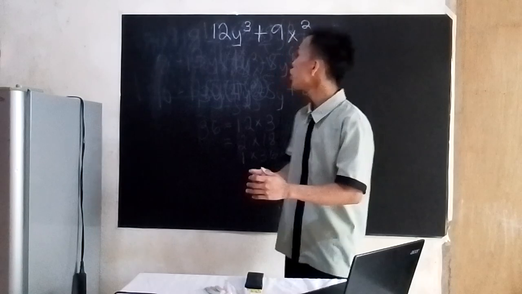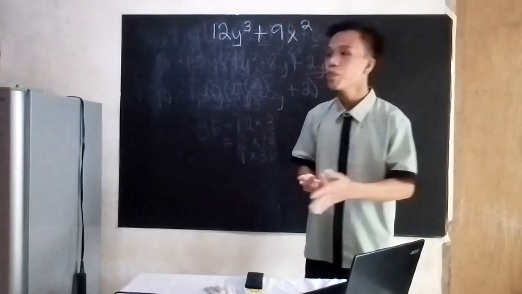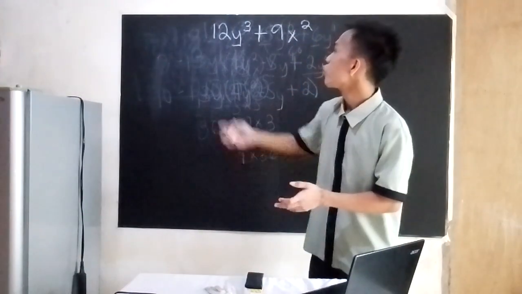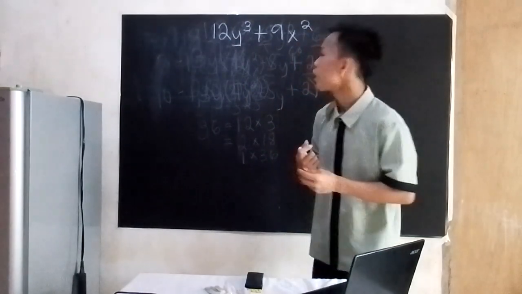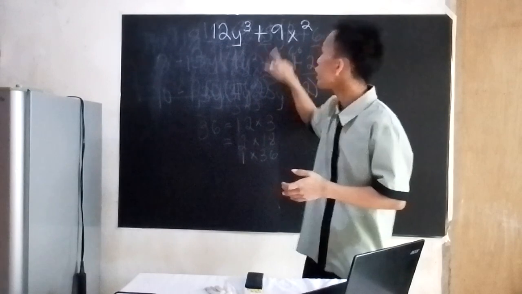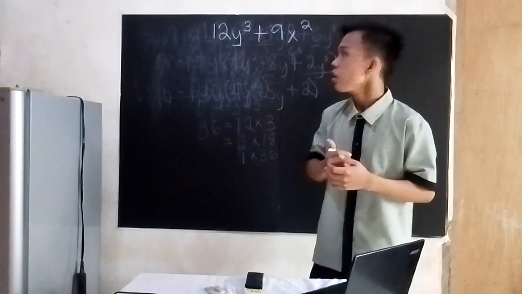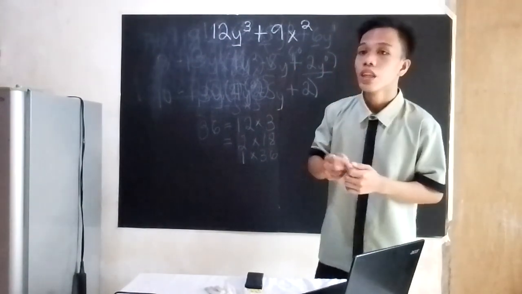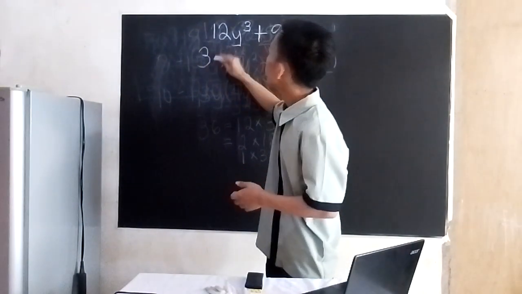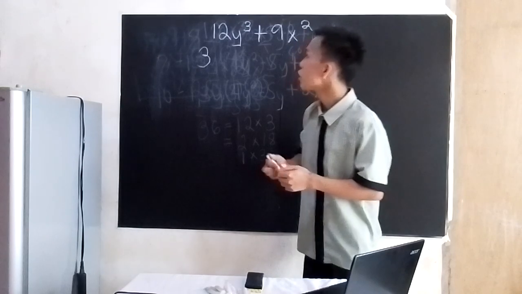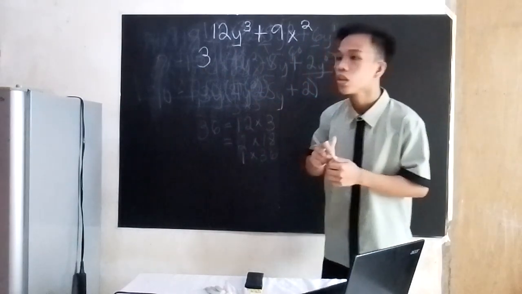That's right, so we are going to find a number that we can divide to both coefficients. So, what is that number that we can divide to 12 and 9? That's right, so that will be 3 multiplied by. So are we done finding the common?